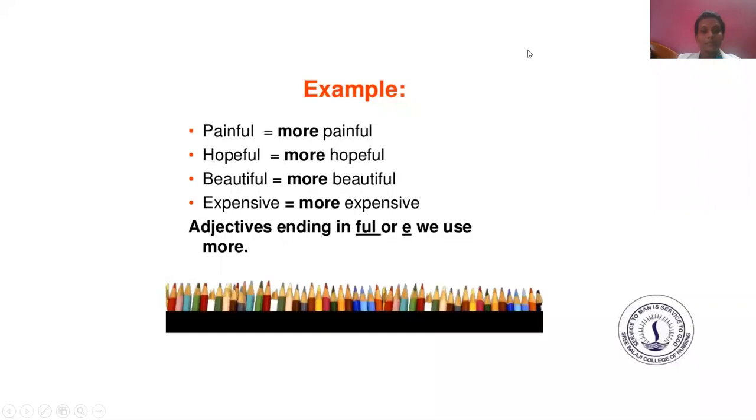And now some examples with adding more to the adjective. For adjectives ending in ful or E, we use more. So painful becomes more painful. Hopeful is an adjective that ends with ful, so you should add more. Hopeful becomes more hopeful. Beautiful is more beautiful. Expensive is more expensive. So for adjectives ending in ful or E, we use more.